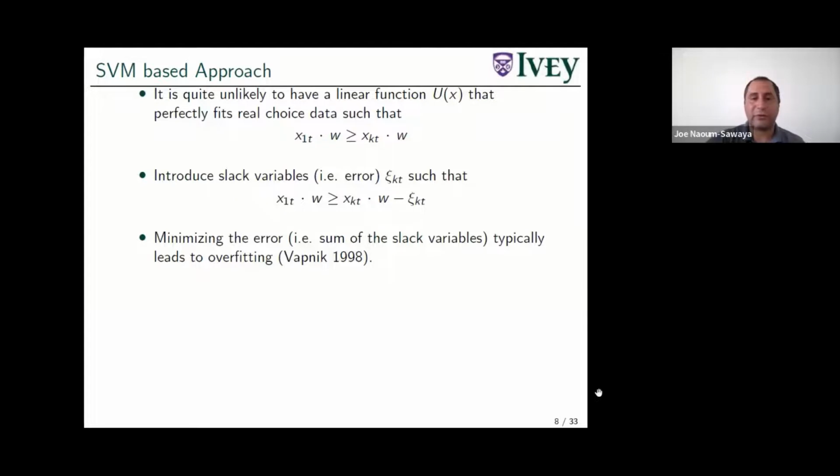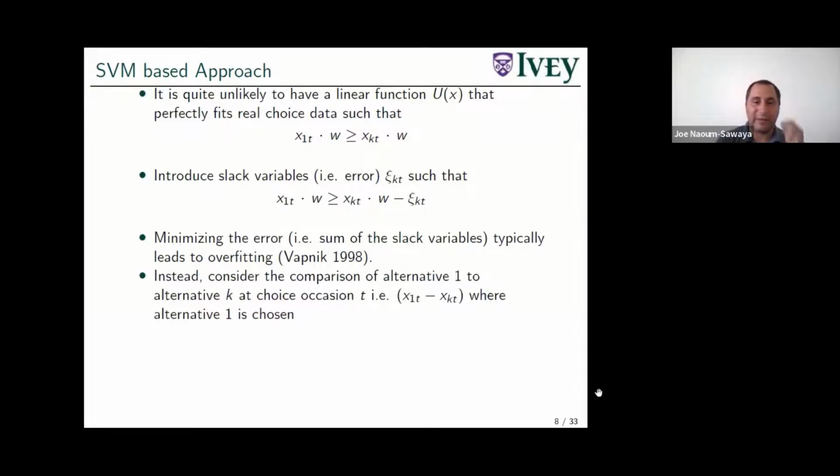So we don't really want to only minimize these errors, but rather look at a function that gives us the biggest margin among all these different constraints. So that's the support vector machine model. The main difference here is that we're comparing alternative one to the other products.